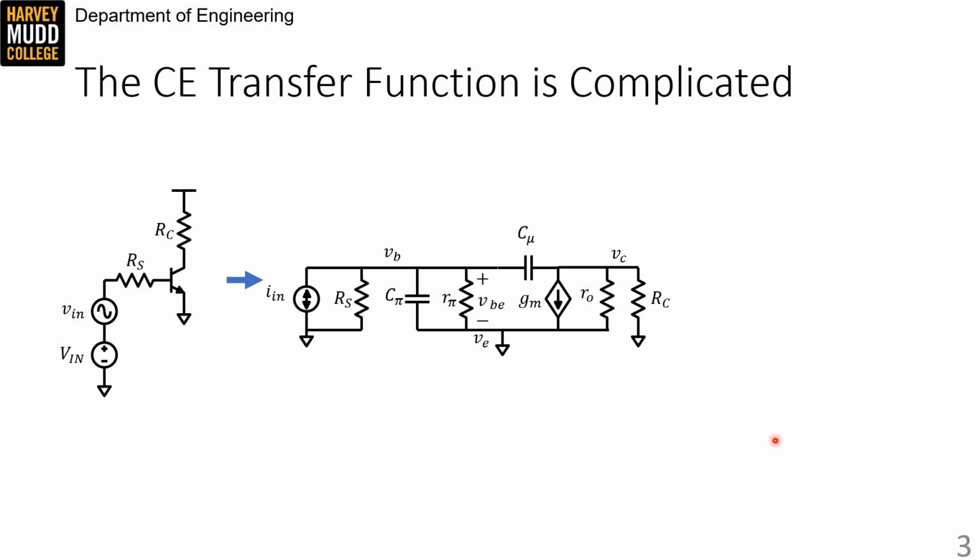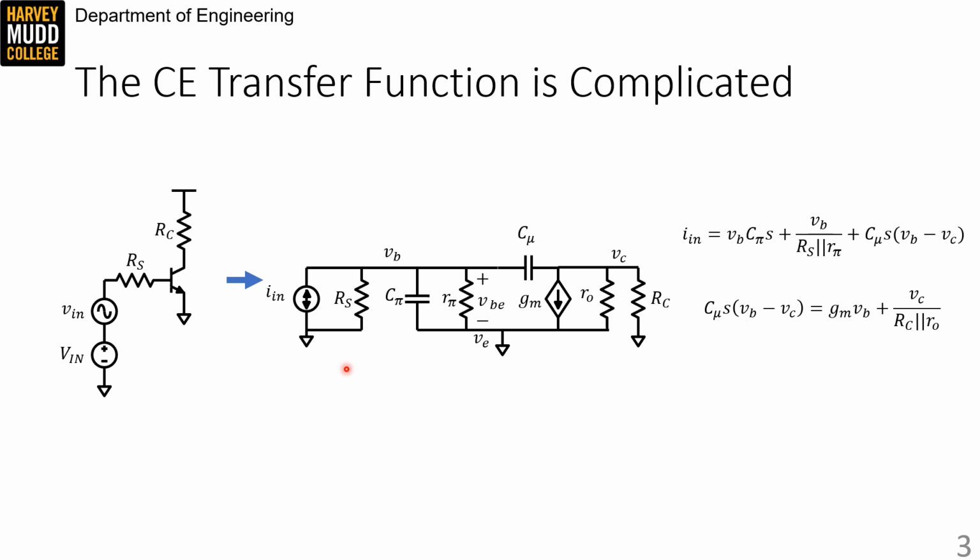I've drawn a common emitter on the left here, and I've put its dynamic small signal model in the center of the slide. I took an unusual step when I made the small signal model, which was converting the input voltage source here to an input current source here, so that's a Norton equivalent. This just saves us a bit of algebra.